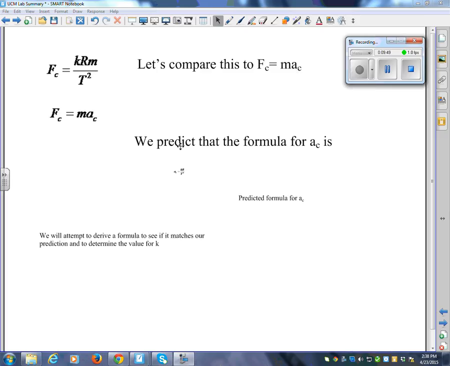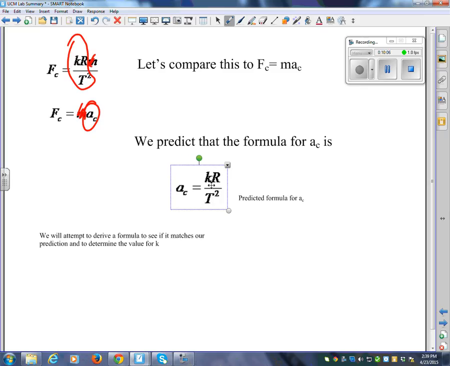So we're going to predict, based on this, you see the m right there? If you get rid of the m, AC should equal what? KR over T squared. We're predicting that the formula for centripetal acceleration is KR over T squared. That's our predicted formula for AC.